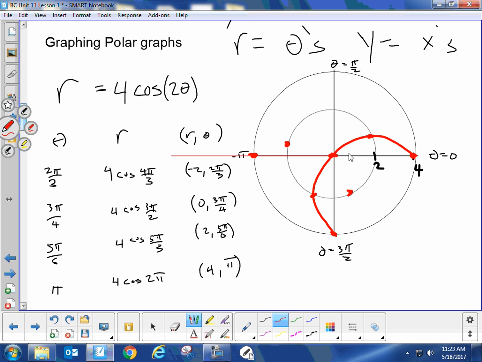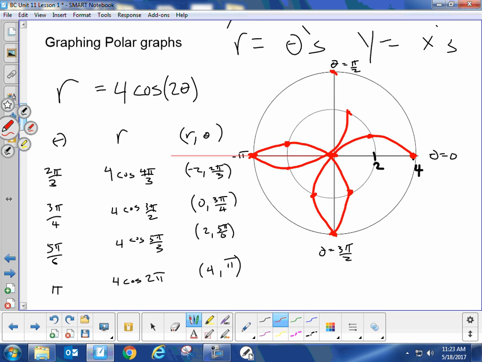Continue to connect in order and watch what happens. Pretty neat. You think it's going to go off towards infinity on those directions? Nope. If we continue to plug in points, we'd find at 7 pi over 6, radius is 2. At 5 pi over 4, 0. We go to 4 pi over 3, negative 2. So all of a sudden we come back, and then we pop up here. 3 pi over 2, negative 4.